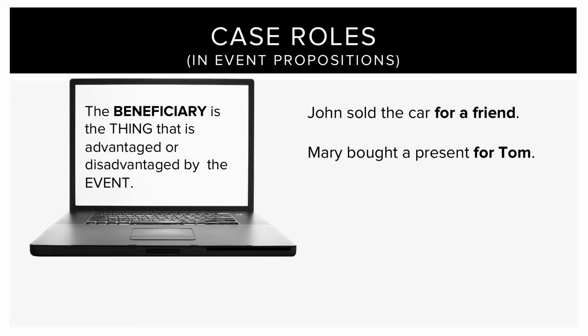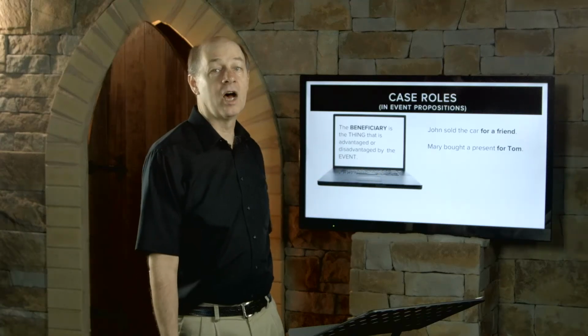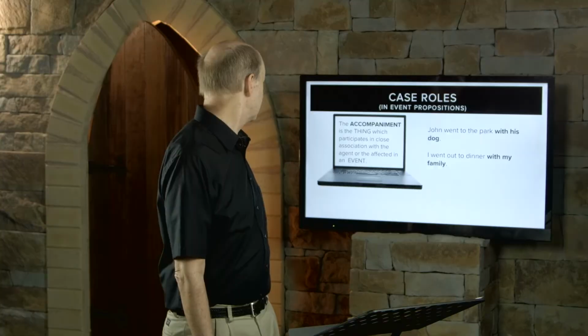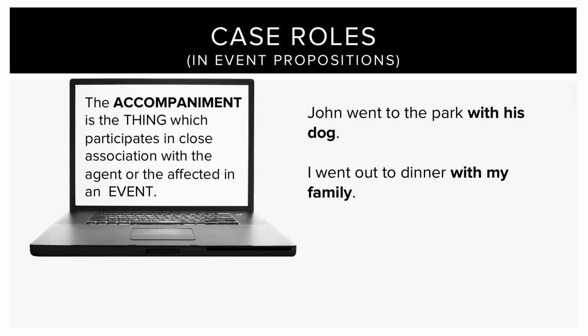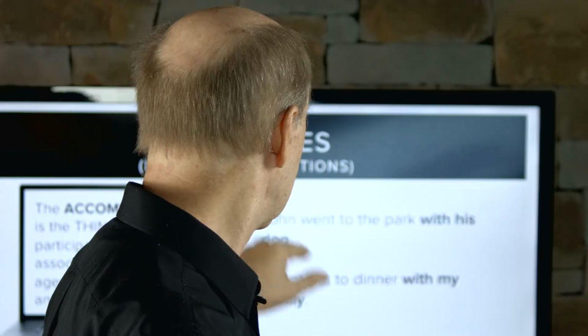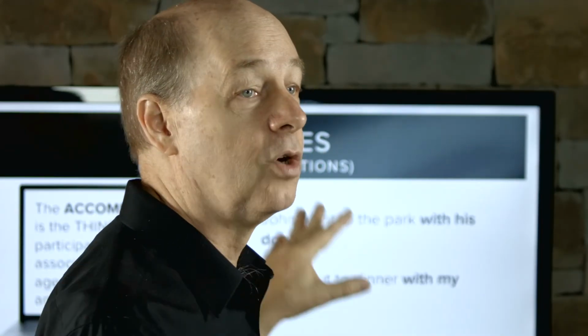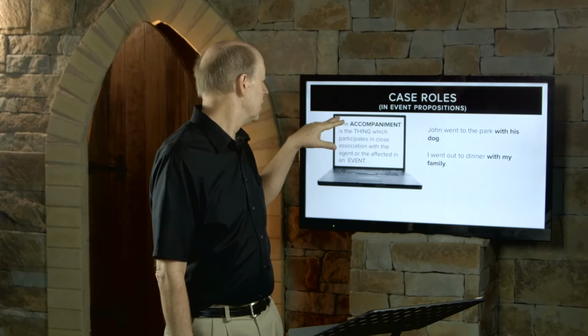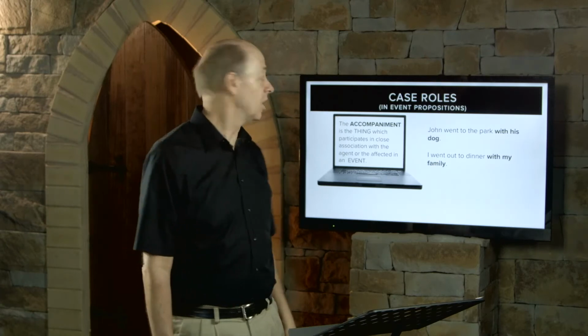The beneficiary concept is the thing that is either advantaged or disadvantaged by the event. John sold the car for a friend. Mary bought a present for Tom. The accompaniment is the thing concept which participates in close association either with the agent or the affected in a particular event. So in this case, John went to the park with his dog. John went to the park and his dog also went to the park. So with his dog is the accompaniment of agent. I went out to dinner with my family.